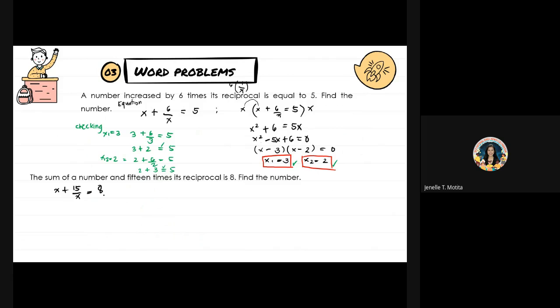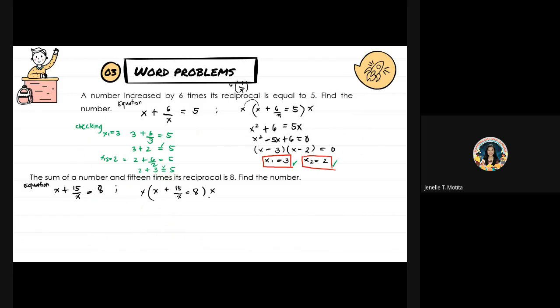So, let us find the number. Again, first, here's your equation. Next step is you get the LCD. Okay, so LCD tayo. X plus 15 over X is equal to 8. Ayun, madali lang siya. You'll know already that your least common denominator, kasi lahat parang inigisa lang yung may visible na denominator, no? You have X.